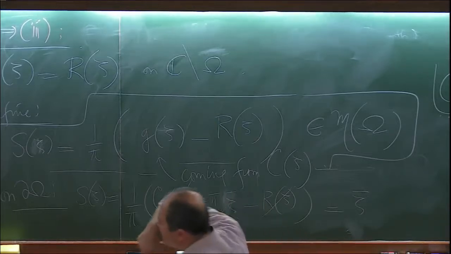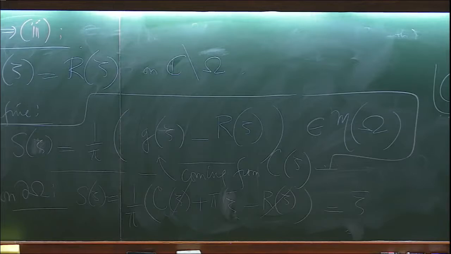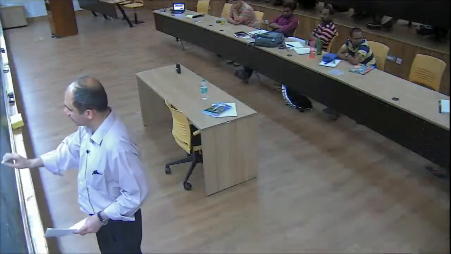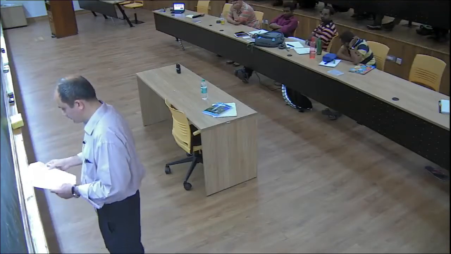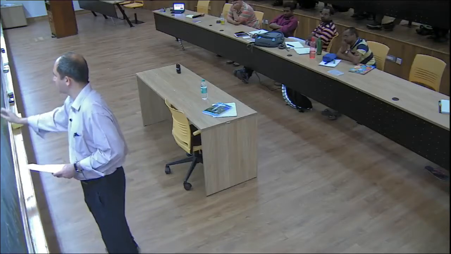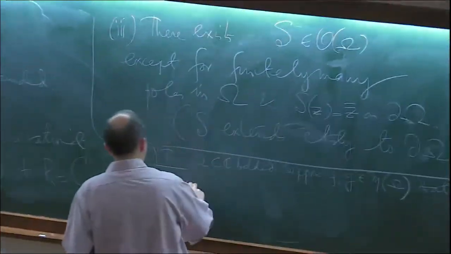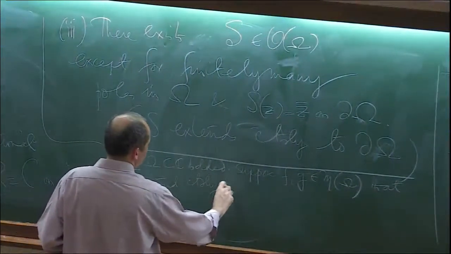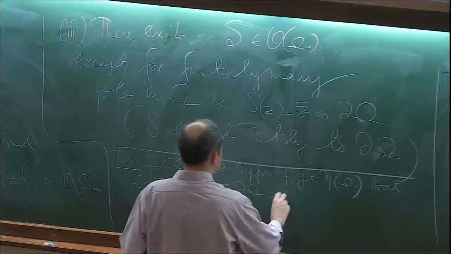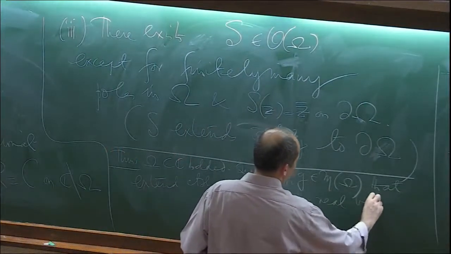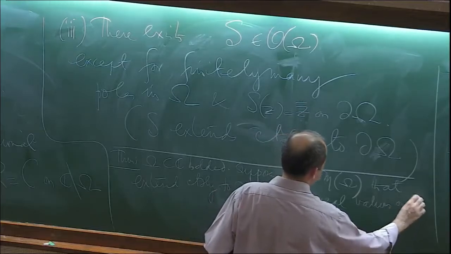And then now to complete the set of equivalences, namely 3 implies 2, we need one more ingredient. I will just state what this ingredient is. This is again in the same paper by Aronov and Shapiro. I'll write down the theorem and prove it tomorrow. So omega is bounded. Suppose f and g are meromorphic functions that extend continuously to the boundary and take real values there. Real values on the boundary.